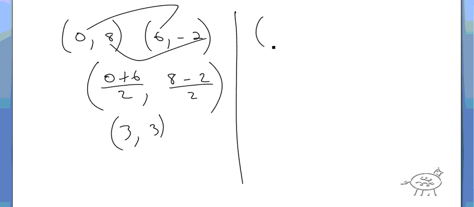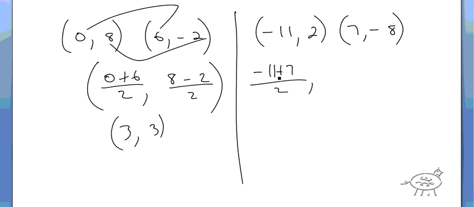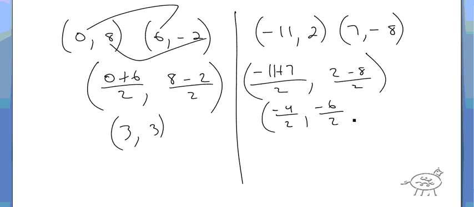Okay, let's try another one here. Negative 11 comma 2 and 7 comma negative 8. Okay, so add the x's together. Negative 11 plus 7 over 2 and 2 minus 8 over 2. So negative 11 plus 7 is negative 4. And 2 minus 8 is negative 6. All right, and negative 4 over 2 is negative 2. Negative 6 over 2 is negative 3. There's the midpoint.